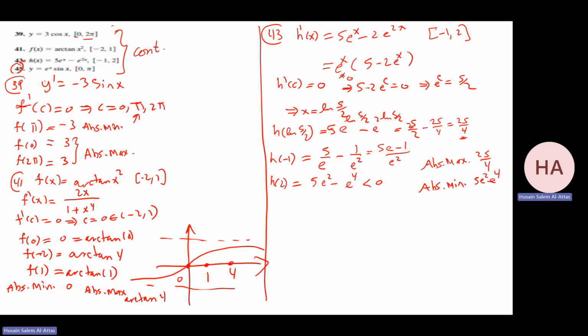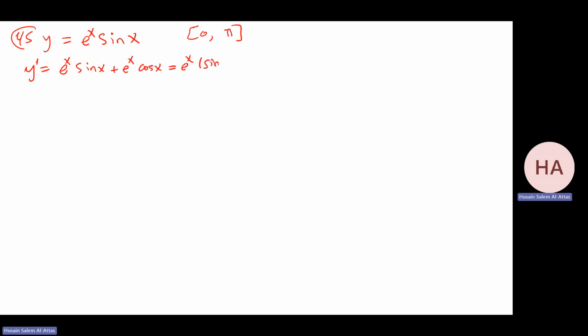Okay, let me do the last one, which is 45. y equals e^x sine x, the last one in this group. Between 0 and pi. Okay. So what will be y? A function is continuous. y prime will be what? e^x sine x plus e^x cosine x, and that is e^x times sine x plus cosine x.